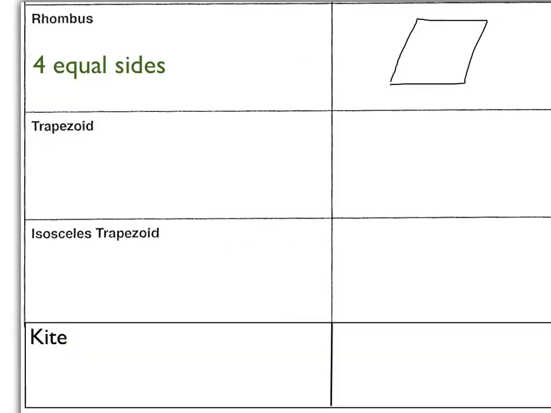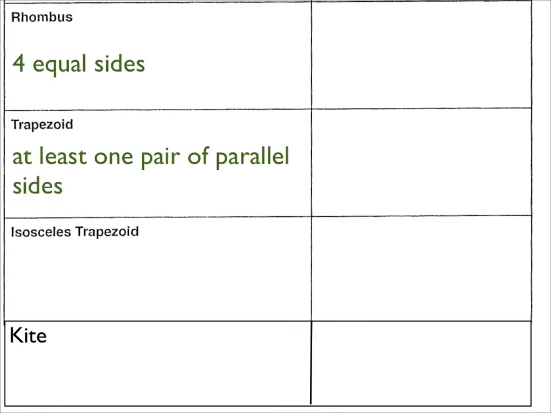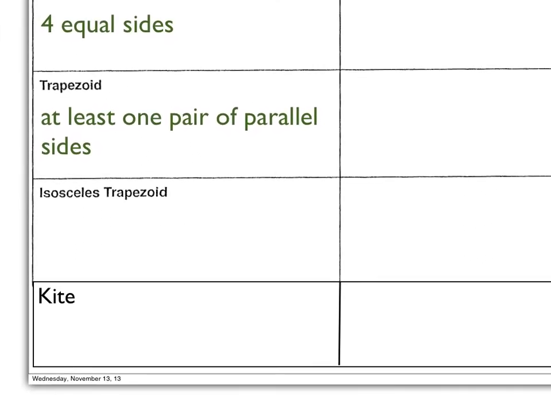A rhombus has 4 equal sides. To show that, you're just going to mark the sides. Okay? A trapezoid has at least 1 pair of parallel sides. Okay, that's it. 1 pair of parallel sides. So a lot of times what they end up looking like is something like this. Nothing is equal. It's just that you have 1 pair of parallel sides in the trapezoid.